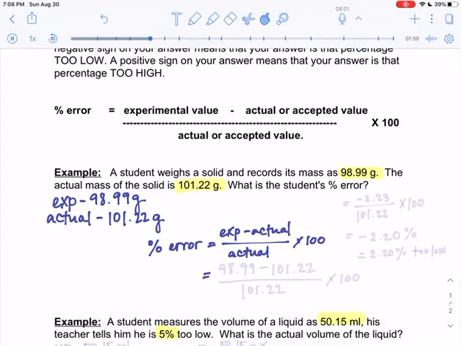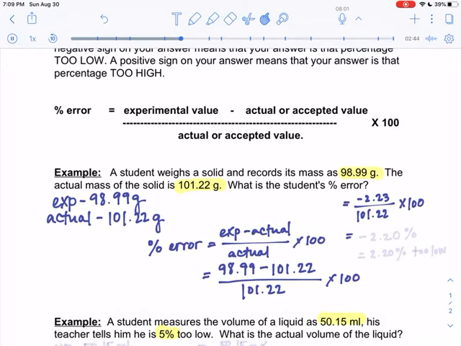We're going to plug in our numbers where they need to go. So we have our experimental as 98.99 minus 101.22, divided by 101.22, times 100. When you plug into the calculator 98.99 minus 101.22, you should get negative 2.23. You'll put that over 101.22 and multiply by 100.